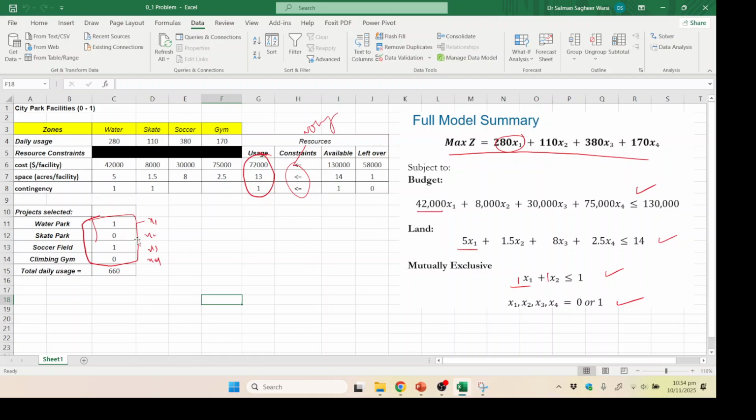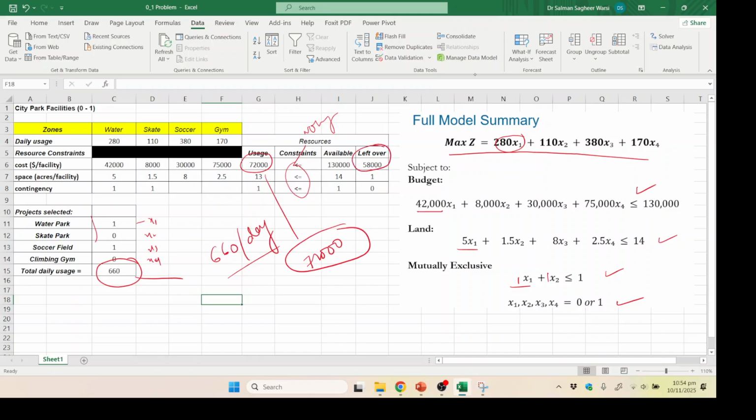Let me just delete these annotations so it is clear to you what we have found. We have found that we can maximize the visitors to 660 per day, and we can do it by spending just 72,000. So this is the real cost optimization. We have saved 58,000, and by just choosing the water park and the soccer field, we have maximized the visits per day, and they are 660. In this process we have used $72,000 out of the $130,000 available to us, and we have also saved $58,000 and 1 acre of land.